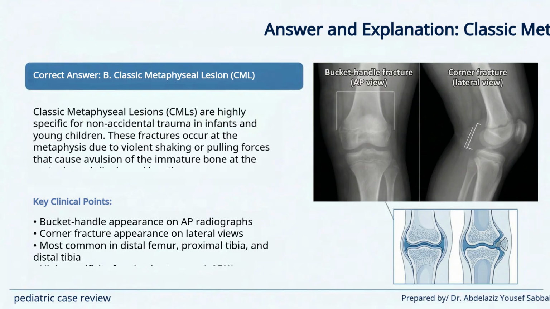They are most commonly found at the distal femur, proximal tibia, and distal tibia. Their specificity for abusive trauma exceeds 95%, making them one of the most reliable skeletal markers of non-accidental trauma in the pediatric age group.